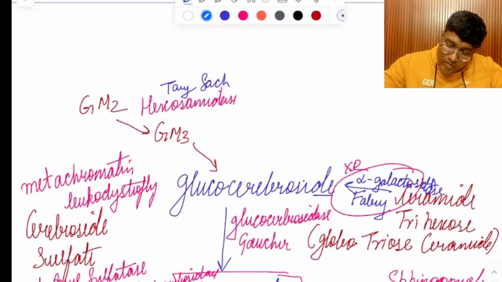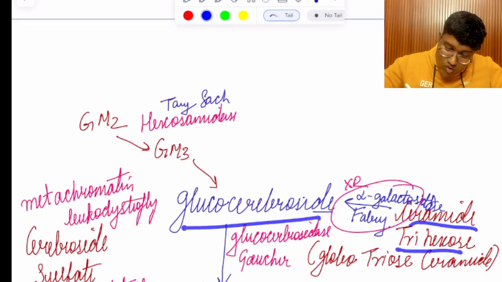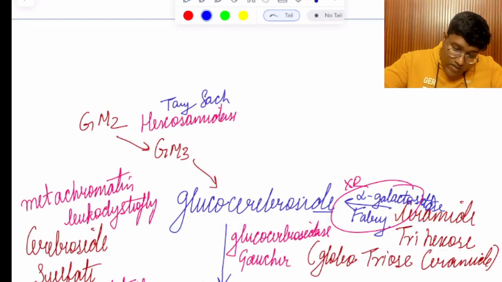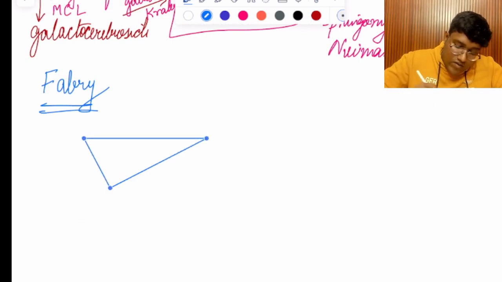Fabry. Let's start with Fabry. So Fabry, this guy over here, right? That is ceramide trihexoside to glucocerebroside. So let's talk about these guys. Now about Fabry's disease, all you need to know is it is like a triad, right? What's a triad? You should have three things.